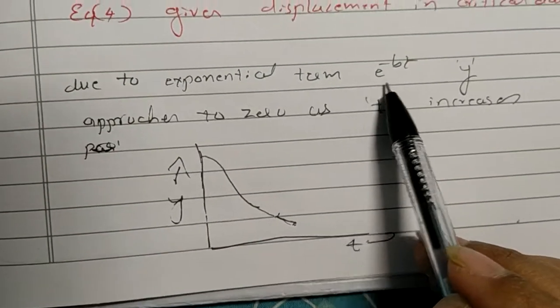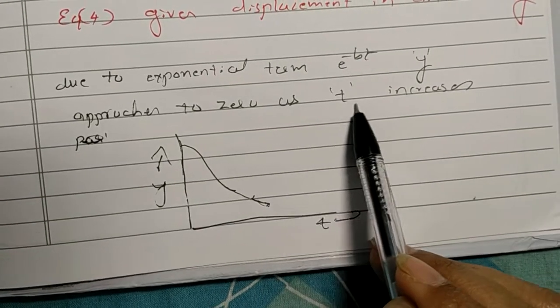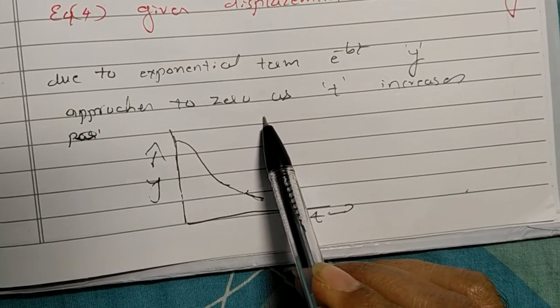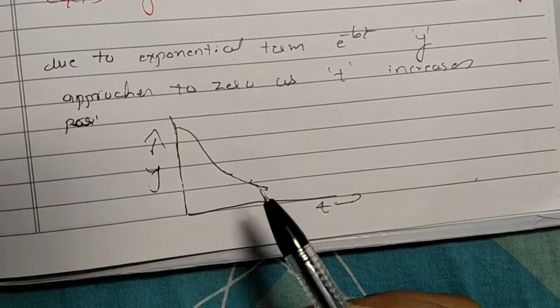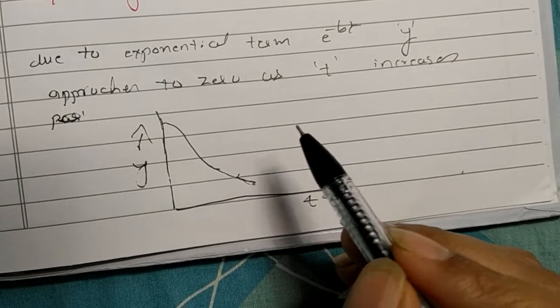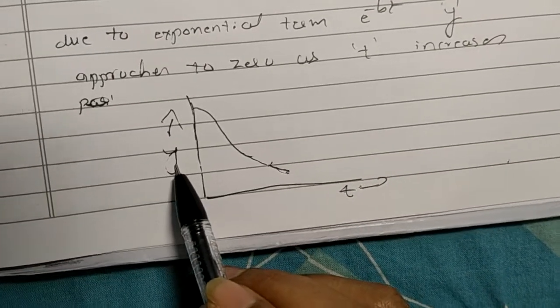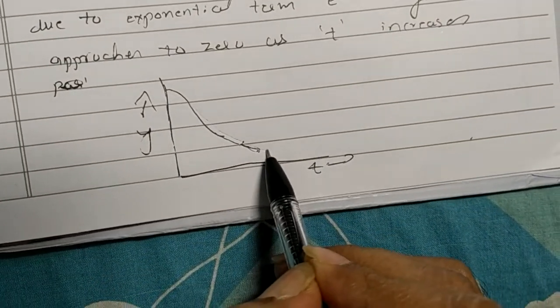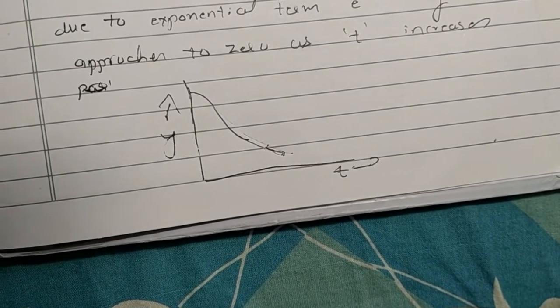Due to the exponential term e to the power of minus bt, displacement y approaches 0 as t increases. In critical damping, the displacement reduces to 0 more rapidly than in the first case, over damping. If I plot the graph of y versus t, it will look like this: exponentially it decreases more rapidly compared to the first case. This is the case of critical damping.